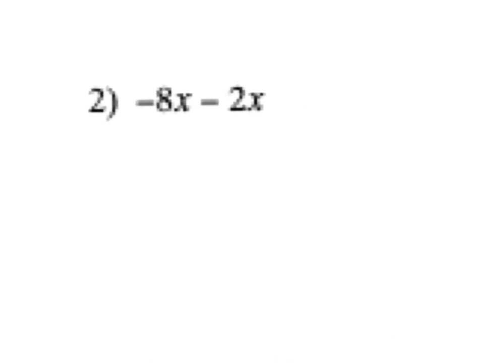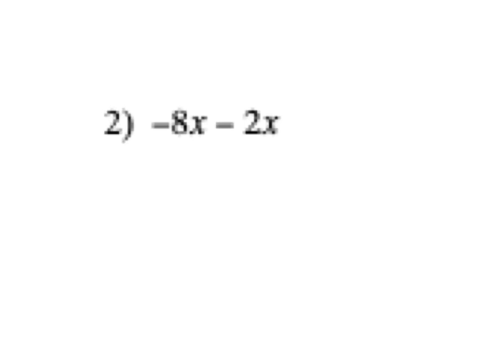Here I've got negative 8x minus 2x. It is the same idea. I do apologize for the blurriness. So I've got two like terms. These are like terms because they are two expressions with the same variable, which is an x. So I'm going to add these. So negative 8x plus negative 2x is negative 10x.